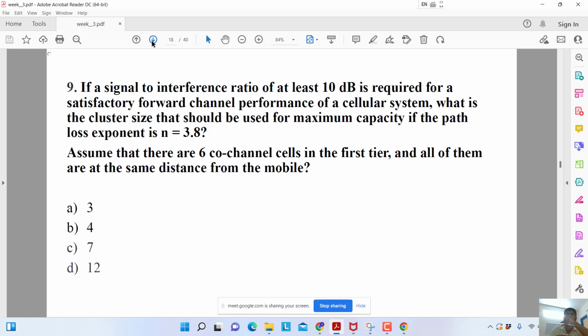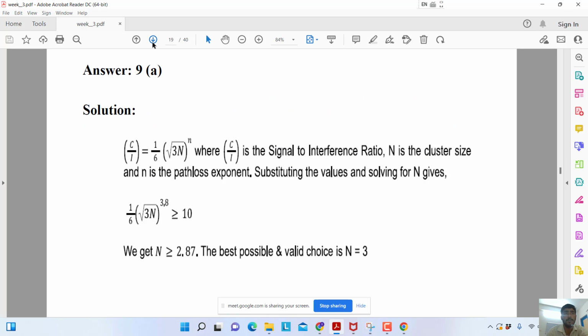Okay, now we'll see the solution. What do we have to calculate? We have to calculate the cluster size. Cluster size means N. The required SIR is 10 dB, and n is 3.8. We just put in these two values, and from there we can calculate the value of N.